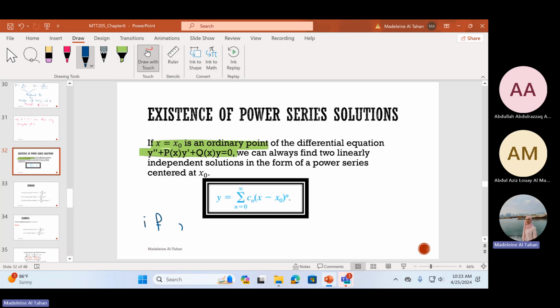So what will be the series solution around x equals 0? If x equals 0 is an ordinary point, how do we write y? Sigma n equals 0 to infinity, and here Cn x power n. And all our questions will be related to this part, where the ordinary point is x equals 0. Is it clear, miss?